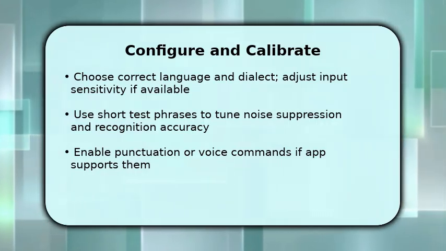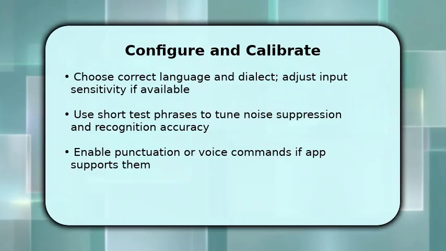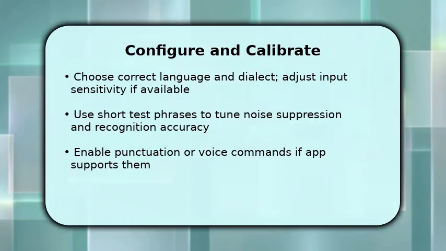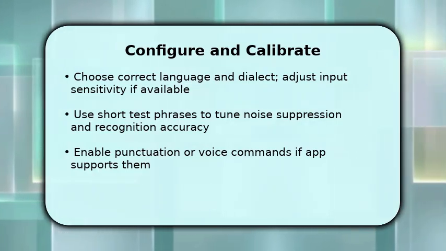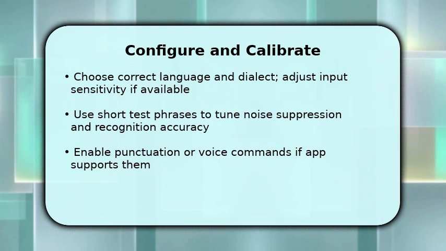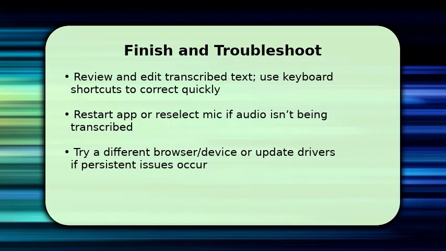Once you see reliable text, enable automatic punctuation or voice commands to speed up formatting. Make sure to pause briefly between complex phrases so the recognizer can segment sentences correctly. Finish by scanning the transcript for errors and using quick edits to fix misheard words. You should always proofread because homophones slip through.